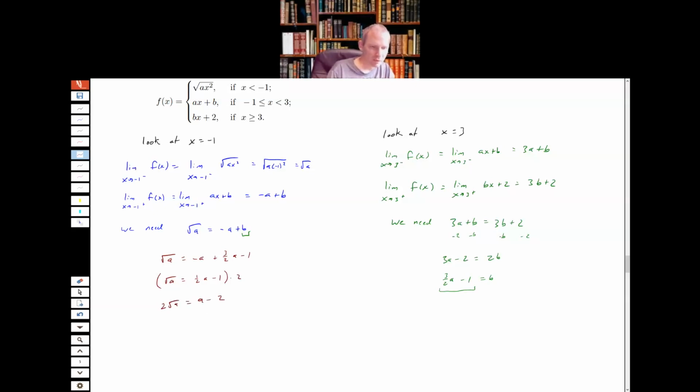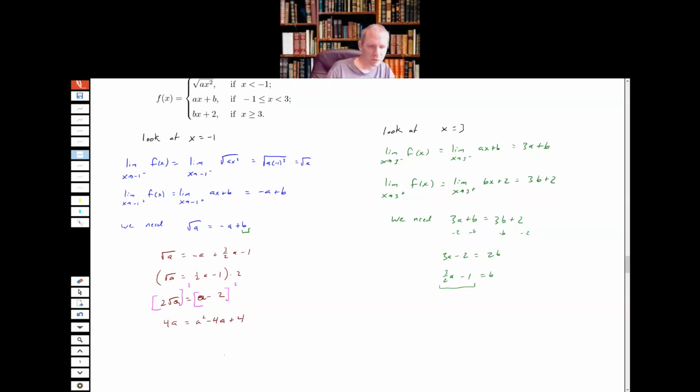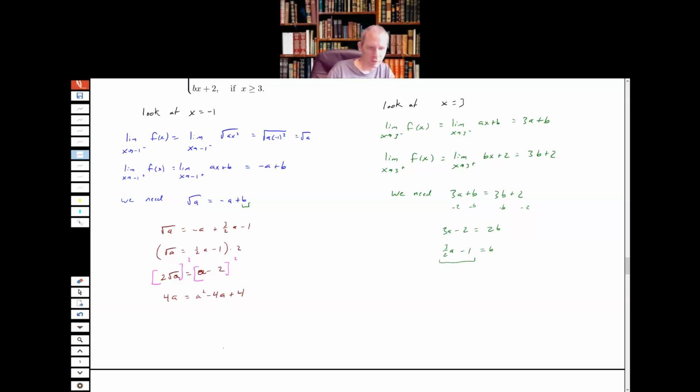All right, now because I have a square root involved, I need to get rid of that square root. So what I'm going to do is square both sides. And be careful of my handwriting. That's an a, not a 9. On the left when I square it, 2 squared is 4. Square root of a squared is going to give me an a. On the right, I'm going to FOIL that out, so I'm going to get a squared minus 4a plus 4. So now I have what looks like a quadratic. I'll subtract 4a from both sides.